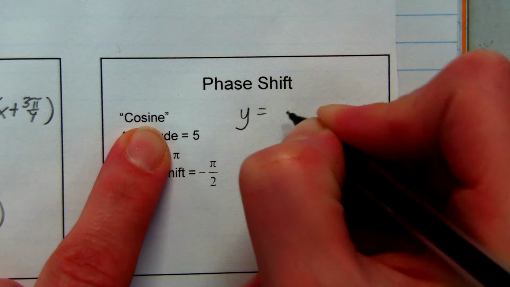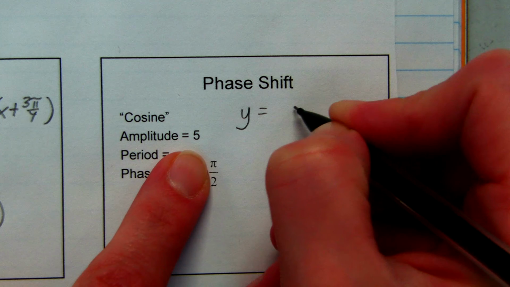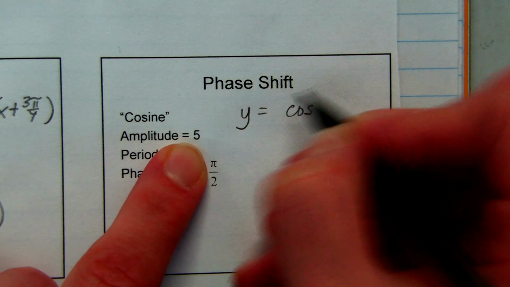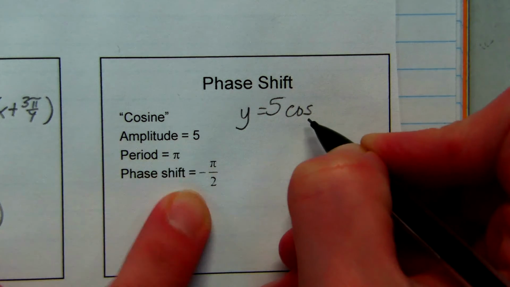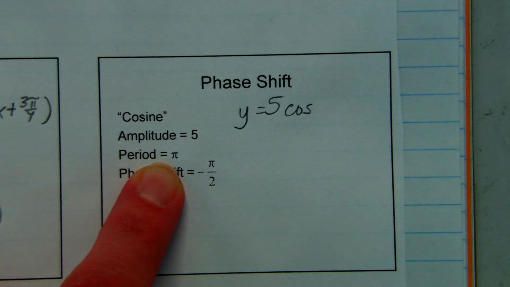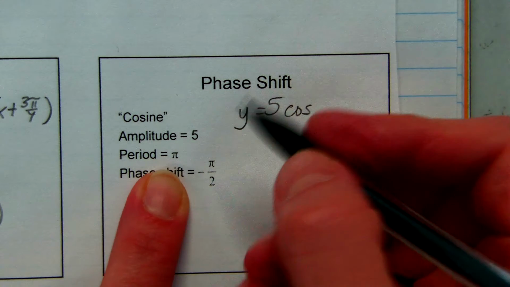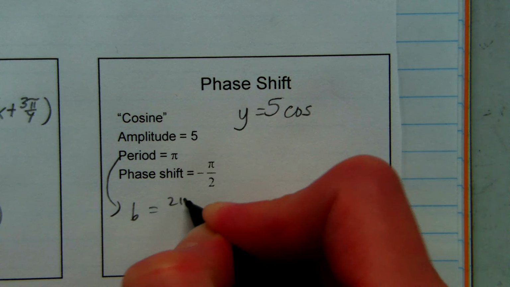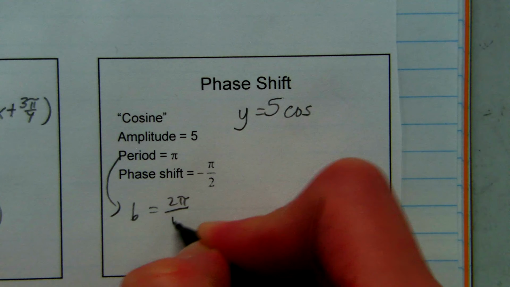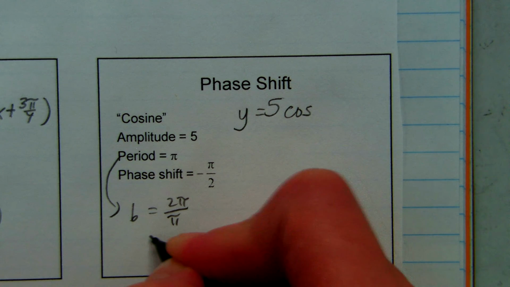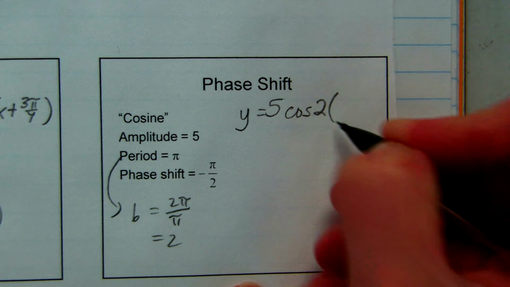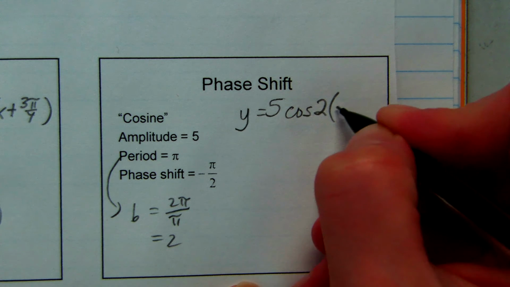So put y equals, I'm going to leave some space and put the COS for cosine. My amplitude is 5, so that goes in front of the cosine. The period is pi. So to figure out what b is going to be, we have to do a little bit of work. So b is going to be 2 pi divided by pi, which gives us 2. And I'm going to put that on the outside of my parentheses to start with.